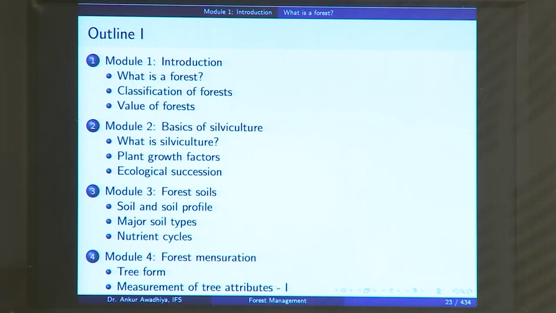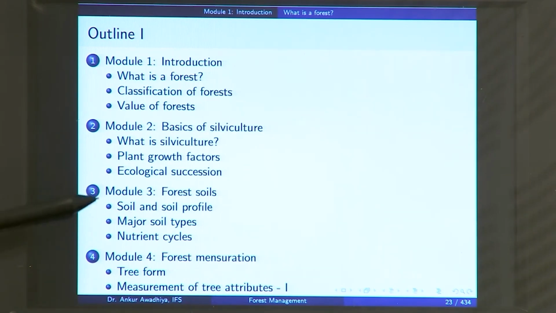Now, the third module will be forest soils. So, the first lecture will be soil and soil profile. What is a soil and what are soil horizons? What are the characteristics of soil and how are the soil horizons arranged in the form of a soil profile is something that we will cover in that lecture.